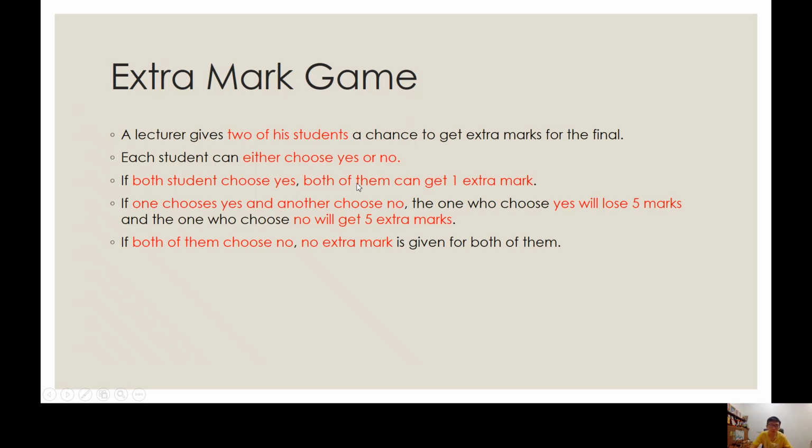Then come back to the game just now. Let us analyze the game carefully. Two of his students means that there are only 2 players in this game. As for the strategy, the player can only choose yes or no. The outcome of both students choosing yes is that they get 1 extra mark. If one chooses yes and another chooses no, yes will lose 5 marks, while no will get an extra 5 marks. If both of them choose no, no extra mark is given.